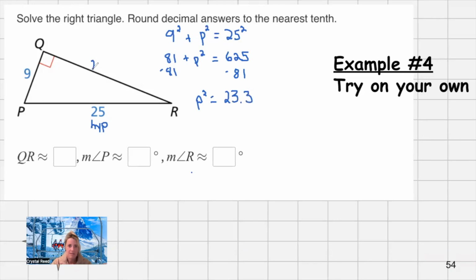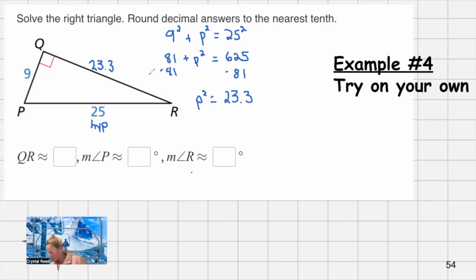And that makes sense. Again, double check your work here. Our hypotenuse is supposed to be our longest side. Our hypotenuse is 25. If this length was more than that, then we would have known we didn't do that right because our hypotenuse needs to be that longest side.